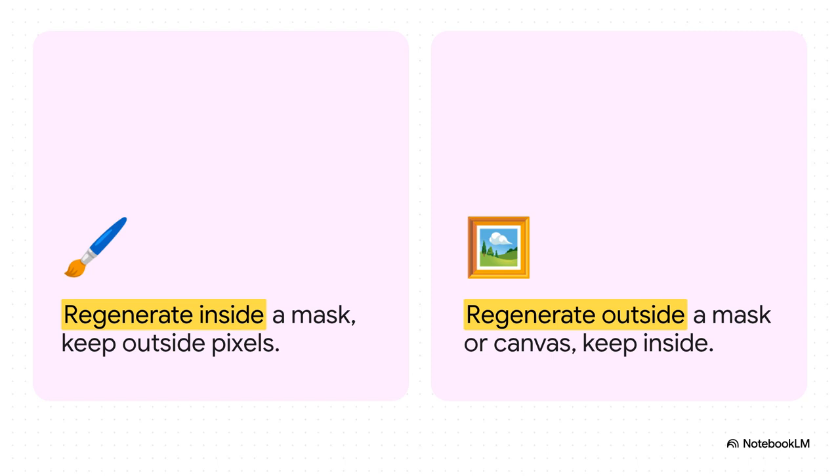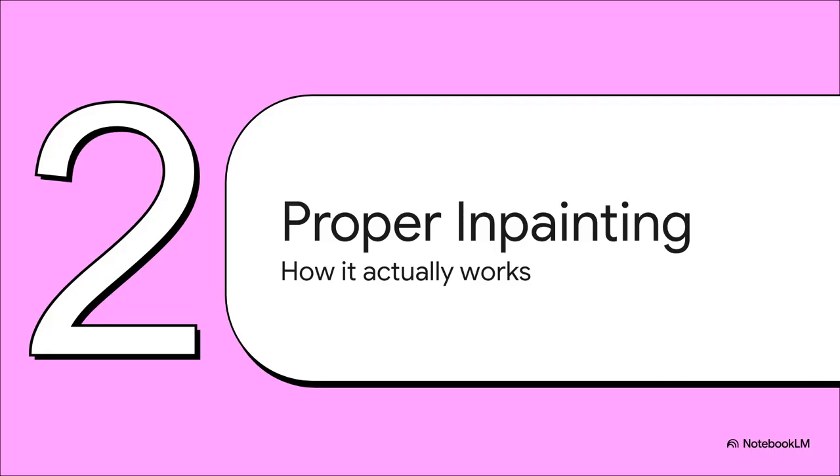And this really boils down to two main concepts. First, we have inpainting, which is essentially filling the hole by regenerating inside a mask while perfectly preserving the outside. Then we have outpainting, which extends the canvas beyond the original borders while keeping the inside completely intact. Every major diffusion pipeline today ships with these modes, but the big question is, how do they actually pull it off? Moving right along to part 2, how proper inpainting works.